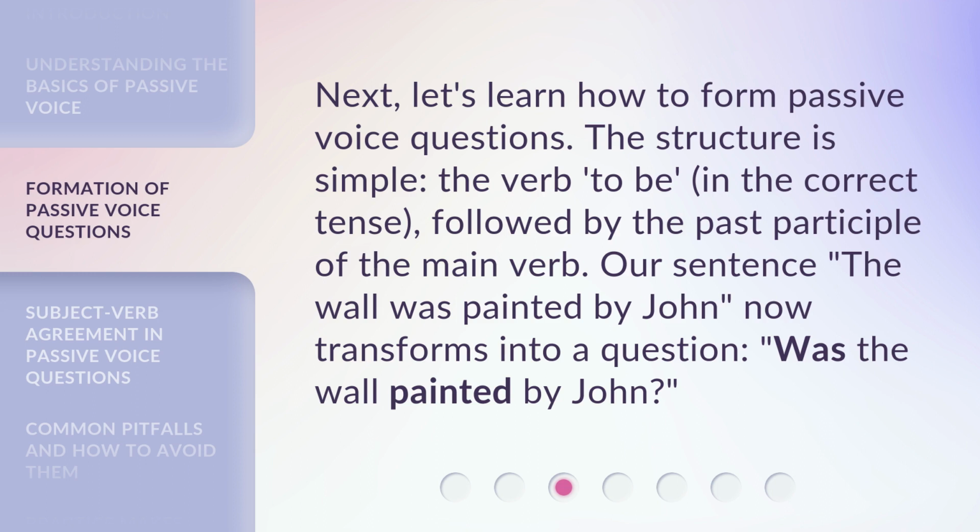Next, let's learn how to form passive voice questions. The structure is simple. The verb, to be, in the correct tense, followed by the past participle of the main verb. Our sentence, the wall was painted by John, now transforms into a question. Was the wall painted by John?